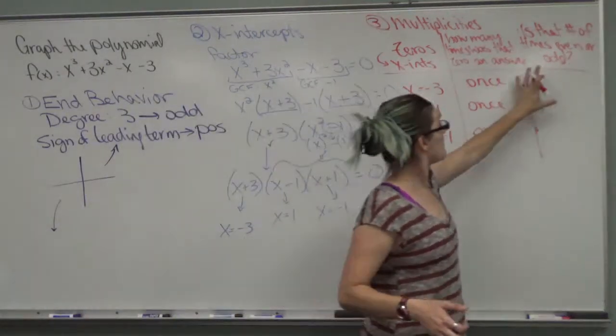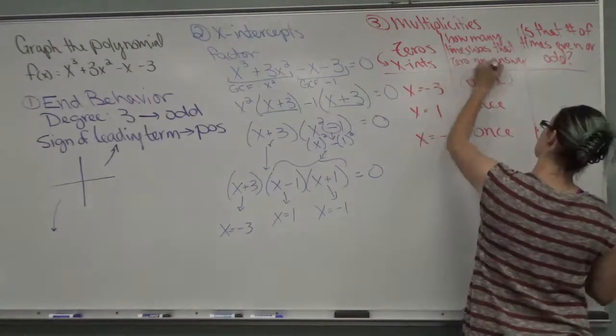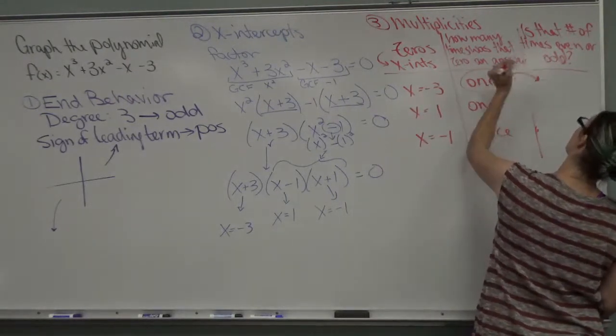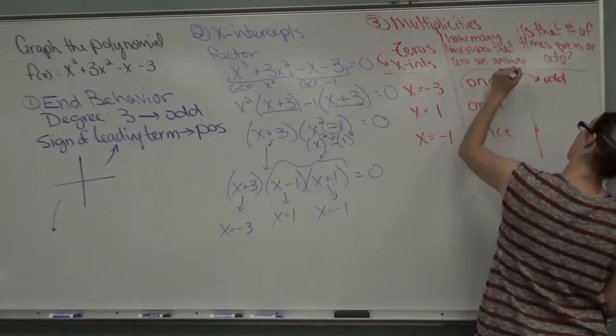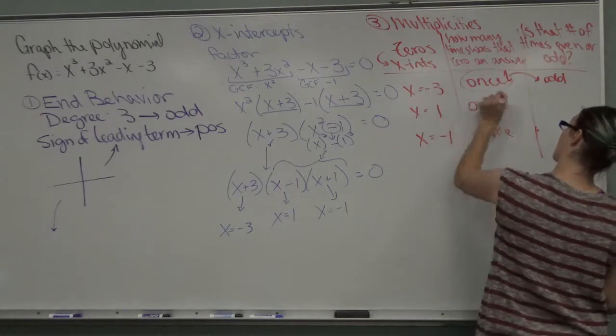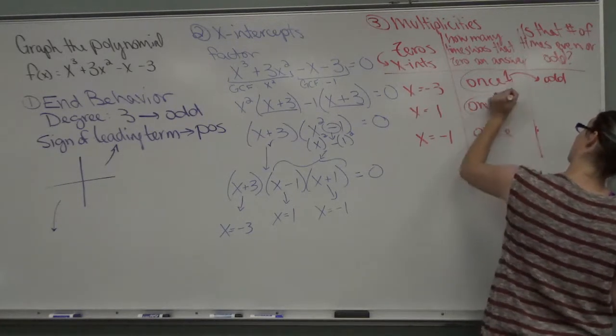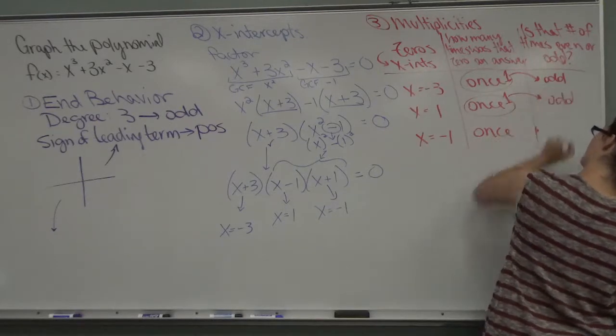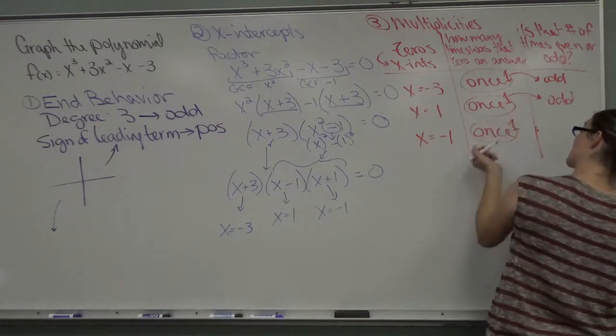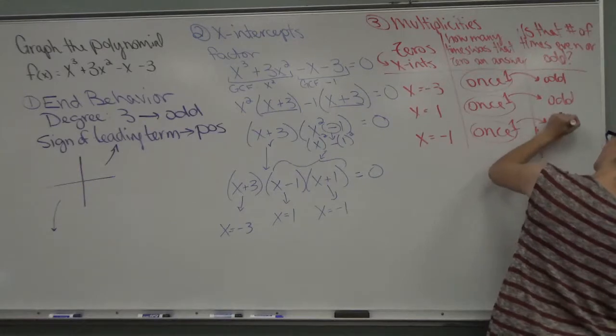For red, we're really focused on this. This is odd, because that is a 1. This is 1. That is odd. This, once, is a 1. That is odd.